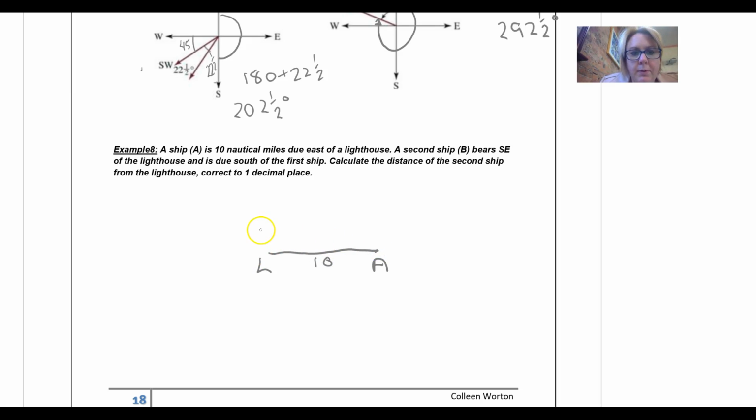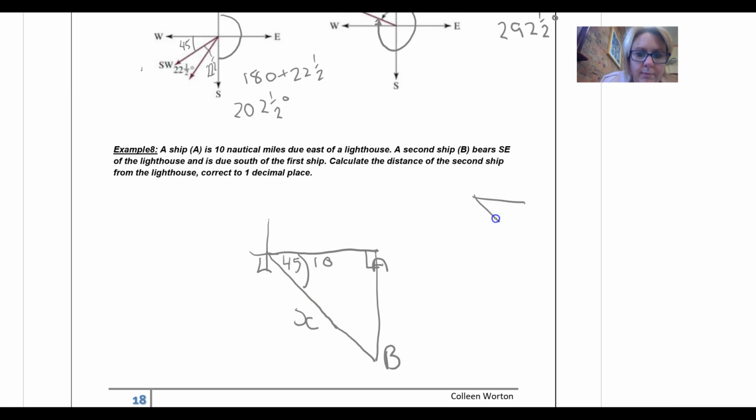A second ship bears southeast from the lighthouse. So it's southeast out here, but is due south of A, so this has to be 90 degrees. This is B. This is 45 because it's southeast. Calculate the distance the second ship is from the lighthouse.